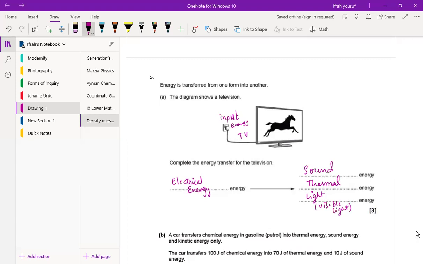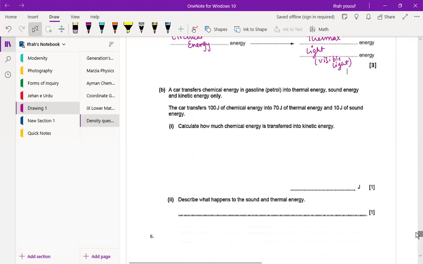Okay, so here is another question that is related to energy. A car transfers chemical energy in gasoline, petrol, into thermal energy, sound and kinetic energy only. So what is the input? The gasoline, right? It's in the form of chemical energy. Gasoline is the petrol that is needed by the car or vehicle so that it can work and move. So the car transfers how much joule of energy, beta? 100 joule of chemical energy, and it is converted into thermal energy and 10 joule of sound energy.